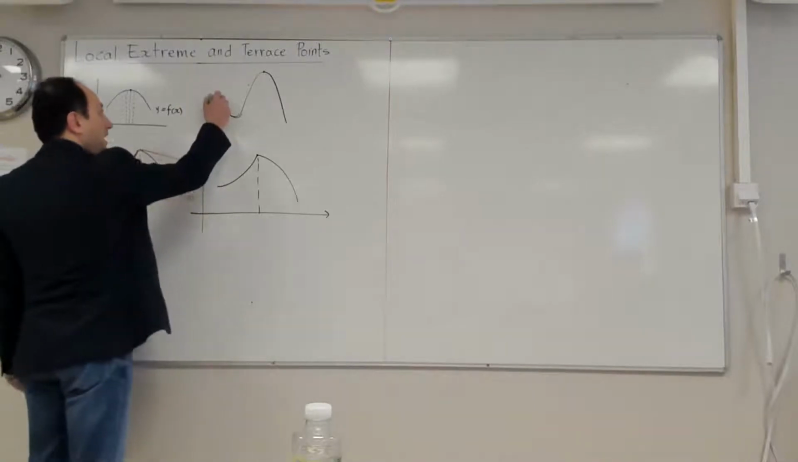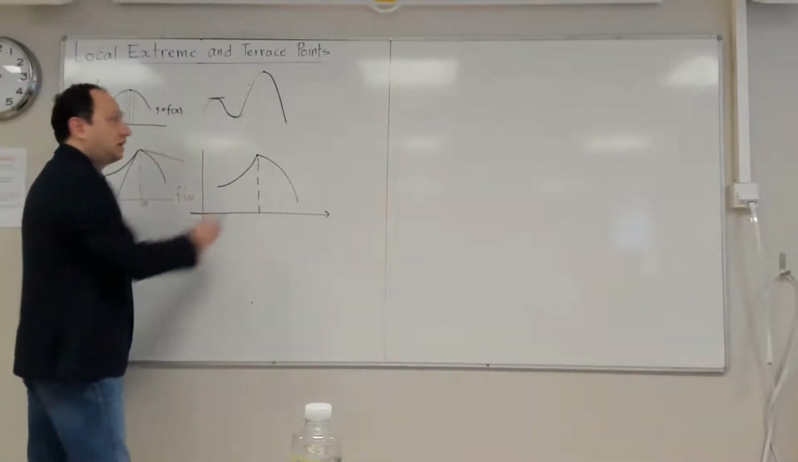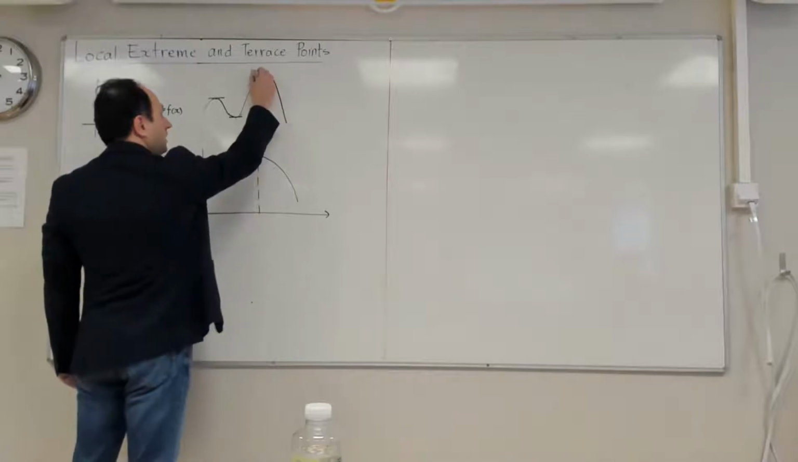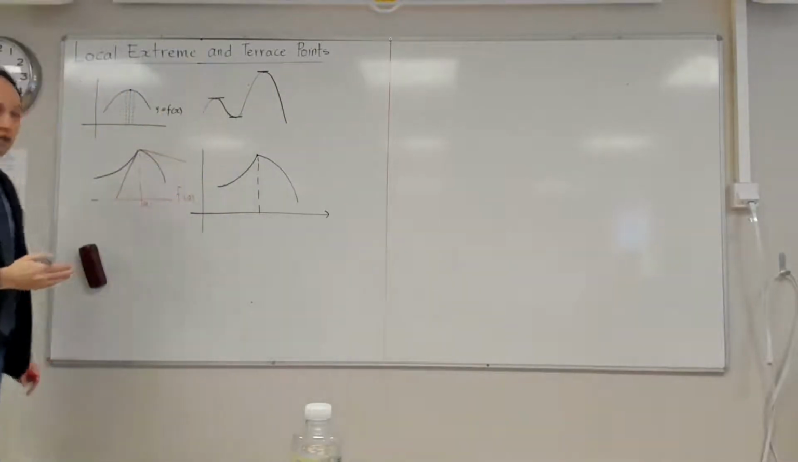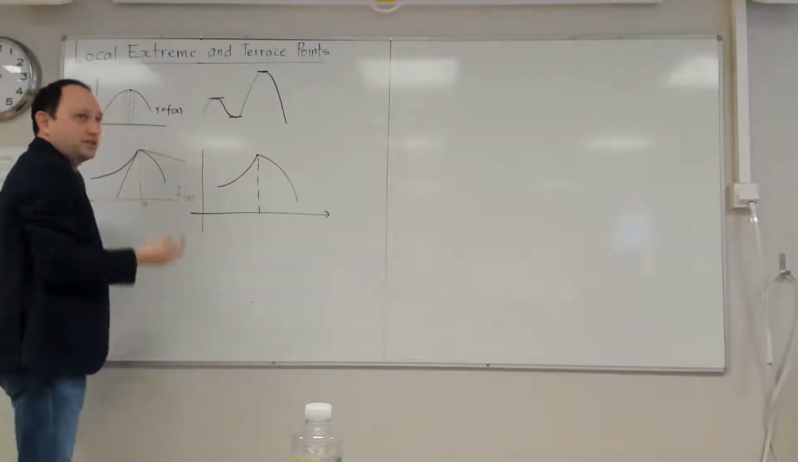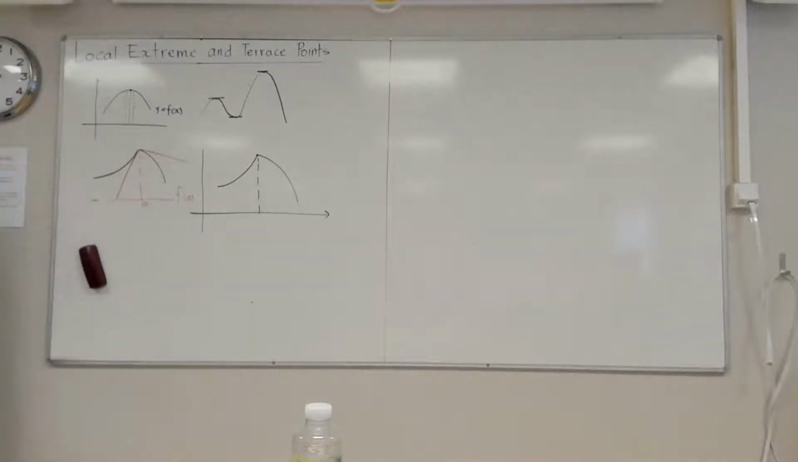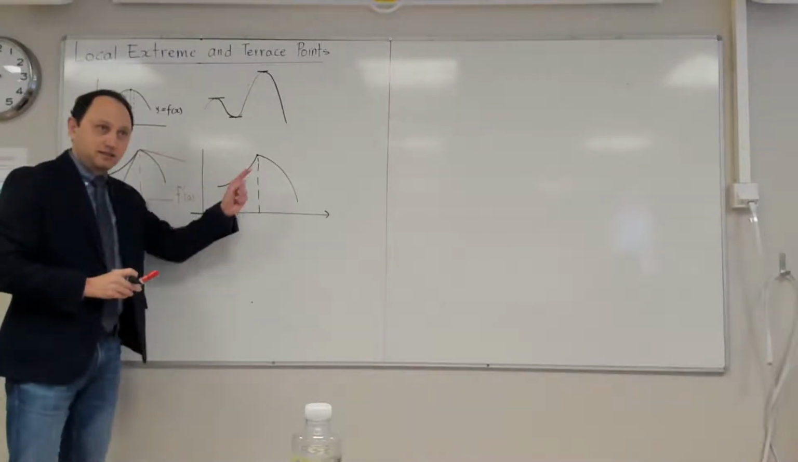Yes, here I have a horizontal tangent line. They are differentiable, and the derivative is equal to 0. But here the derivative does not exist at all. But still, it's a local maximum. So you will not be able to detect it in your lesson analytically, only graphically.